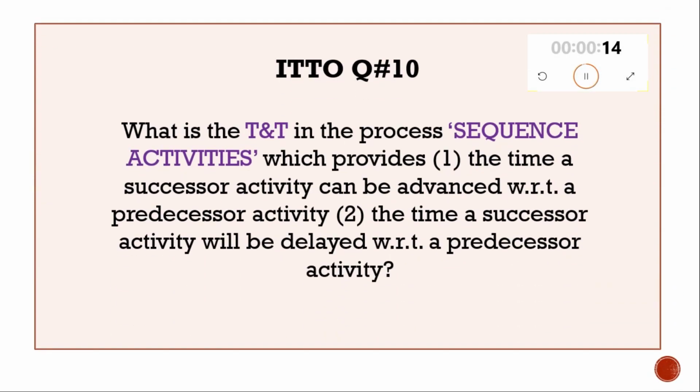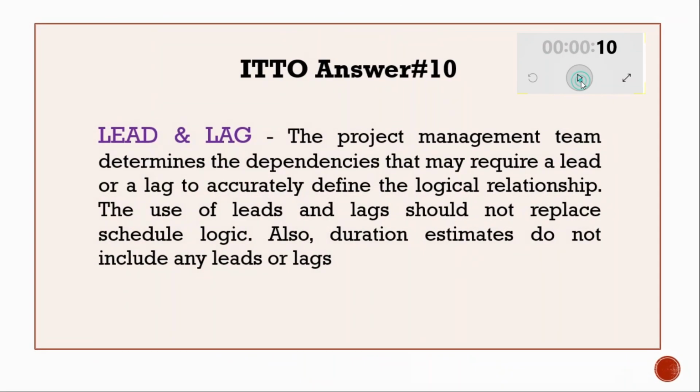ITTO question number 10. What is the tools and techniques in the process sequence activities which provides the time a successor activity can be advanced with respect to a predecessor or the time a successor activity can be delayed with respect to a predecessor activity? ITTO answer number 10. Lead and lag. Check the slide for a brief description.